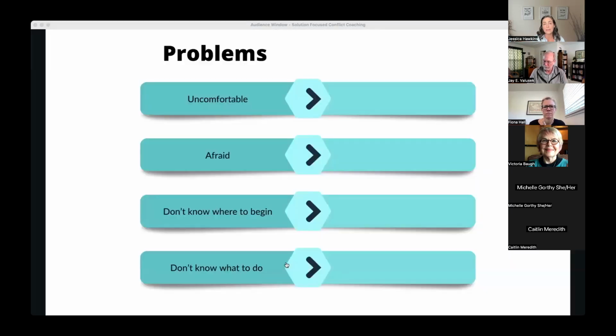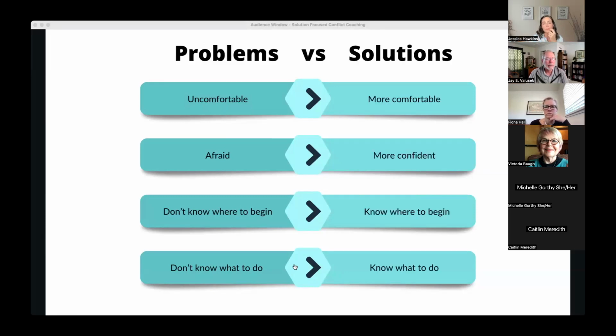So if we look at that through a problem-focused lens, we've got the problems, the reasons why people are avoiding conflict. They're uncomfortable, they're afraid, they don't know where to begin, they don't know what to do. And if we really look at what's going on there and what's important to them from a solution-focused perspective, what we can see they want more of, or what's important to them, is they want to feel more comfortable, more confident, they want to know where to begin, and they want to know what to do.